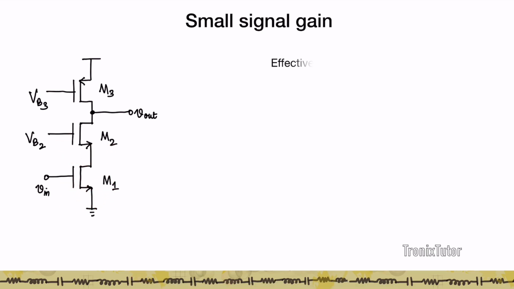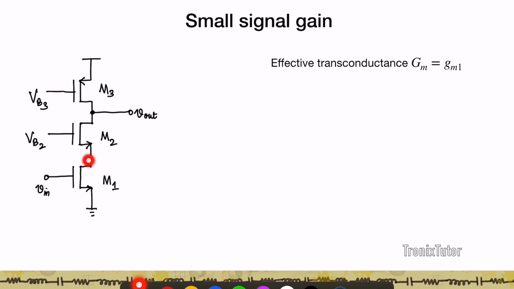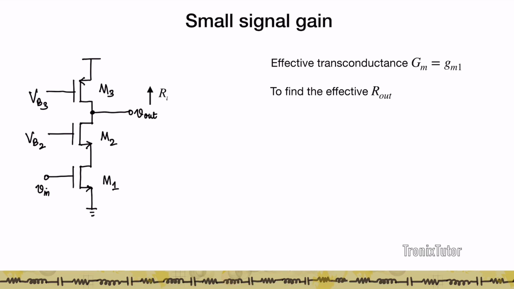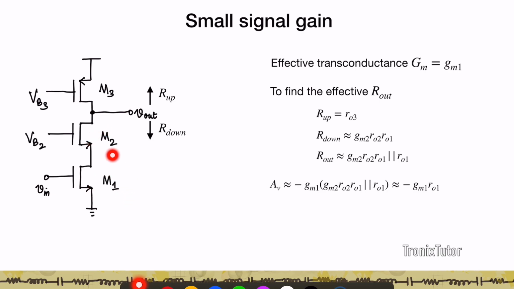So if I again want to find the small signal gain, I start with the effective transconductance. Again here it's going to be GM1 because Vn is going to pull a GM1 Vn through the drain of M1, which is going to be pulling the same current through the drain of M2. And so the effective transconductance is GM1. If I want to find the effective R out, I need to break it up into two parts. One looking up into the drain of M3, the other looking down into this cascode stack of M2 and M1. So R up, I'm looking into the drain of M3, so it's RO3. Looking down, I'm going to be looking at RO1 through M2, so it's going to be GM2 RO2 into RO1.